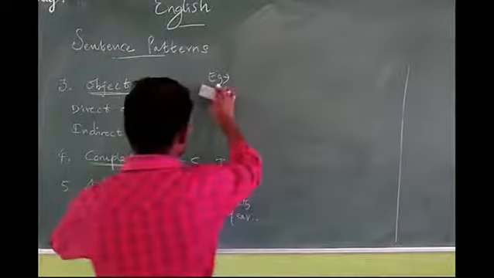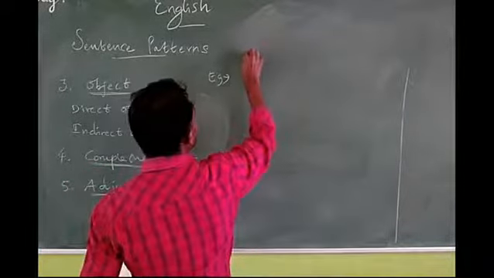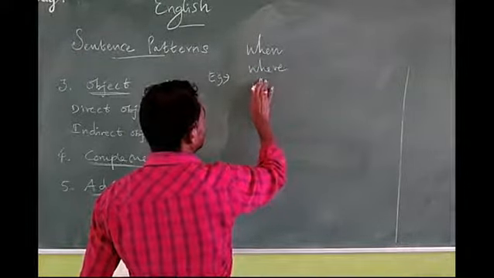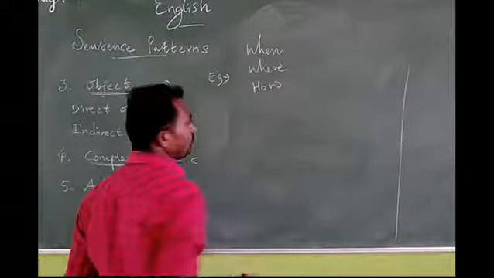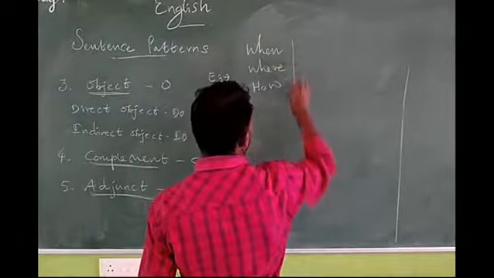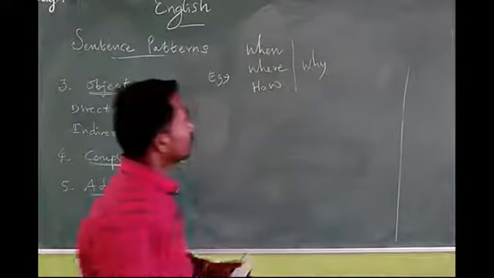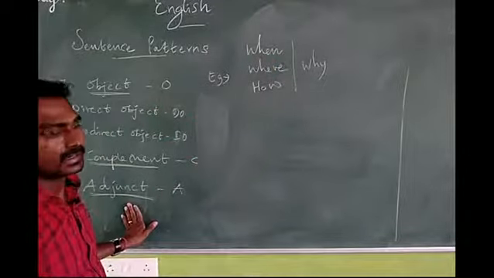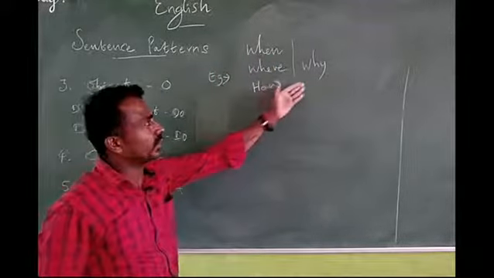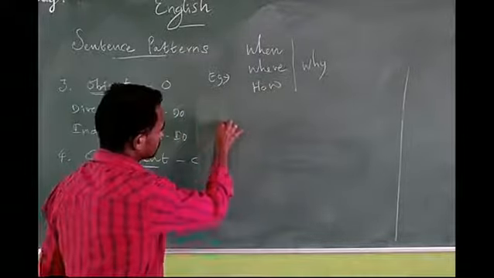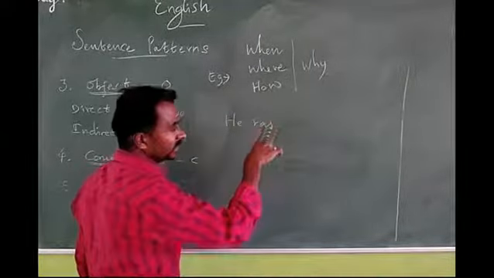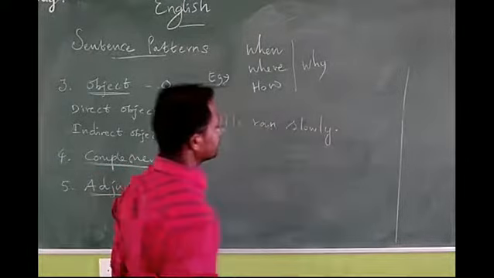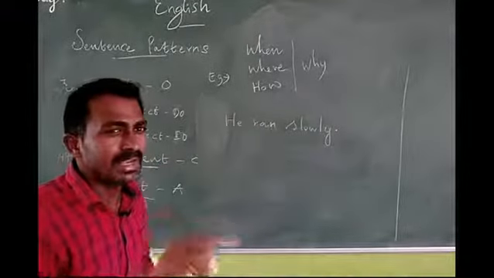The first one is when, where, how, and why. A sentence which answers the four ways is called agent. Let us see one by one: when, where, how, and why. For example, he ran slowly.